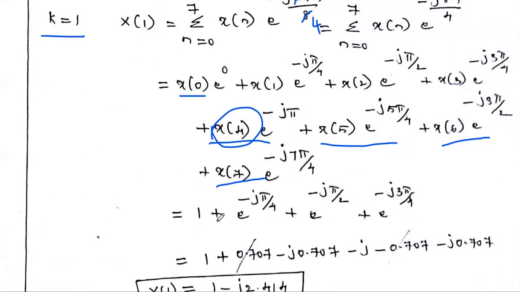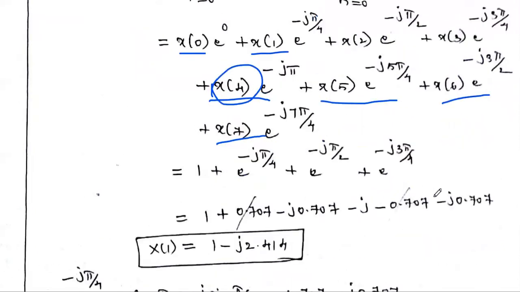So this one can be written as x of 0 is 1, so 1 into e power 0, 1. Plus x of 1 is 1, 1 into e power minus j pi by 4. Plus x of 2 is also 1, so 1 into e power minus j pi by 2. Plus x of 3 is 1 into e power minus j 3 pi by 4.